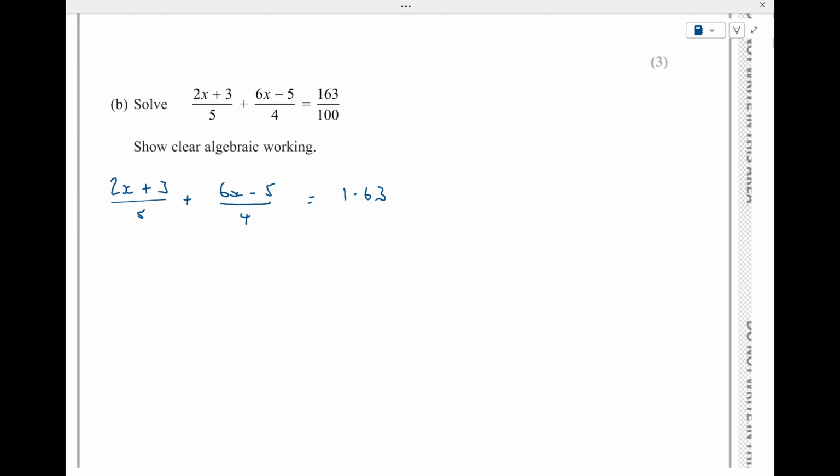Now, what I'm going to do is take these two fractions on the left-hand side and write them both with a denominator of 20. So in a sense, I'm just adding these two algebraic fractions. To write the first one with a denominator of 20, I'm multiplying top and bottom by 4. So that will give me 8x plus 12. And to write the second fraction with a denominator of 20, I'm multiplying top and bottom by 5. So that will give me 30x minus 25, and that equals 1.63.